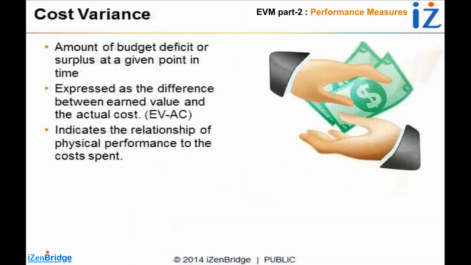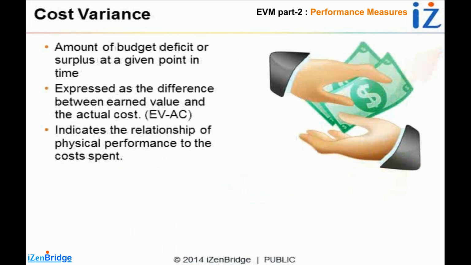Now, cost variance, the second performance measurement which we use in EVM, and this is the most popular one. Usually people use EVM more for cost-related variances. It is the amount of budget deficit or surplus at a given point in time. It is calculated by subtracting actual cost from earned value. In our case, our earned value was 300 and our actual cost was 500. We get minus 200 as the cost variance. It means our budget is in deficit by $200.